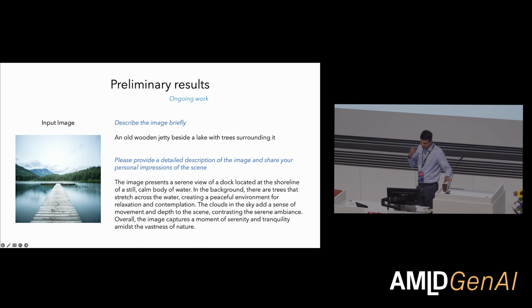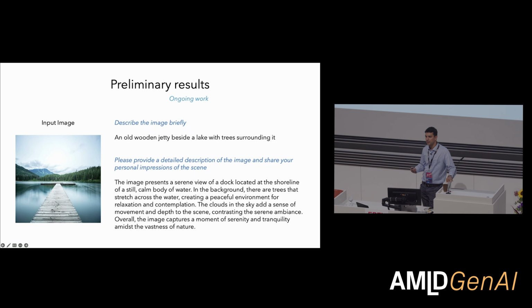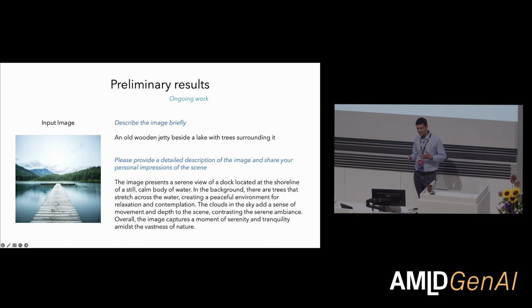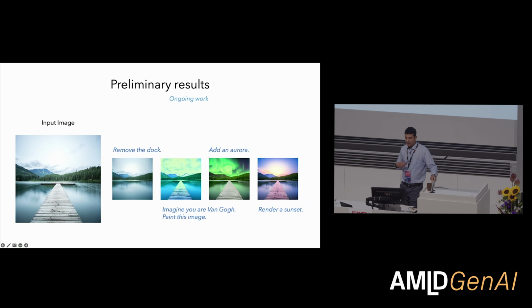But then you can also, just like with a language model, inform it of the style the caption should have. So you can say, provide a detailed description, share your personal impressions of the scene. And just like a language model, it's able to provide a nice description of the scene and add some color to this caption. Then, of course, you can ask this model to alter the image.